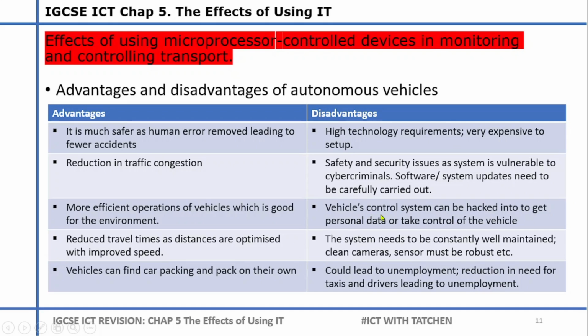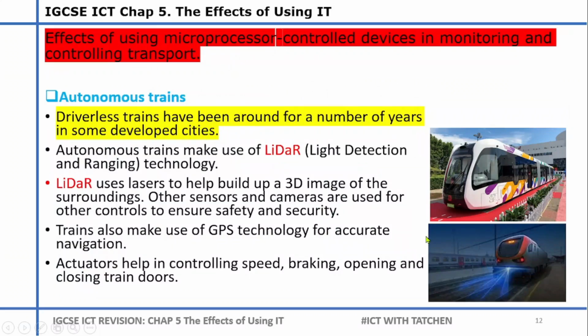And then we also have the vehicle's control system, which can be hacked into. They take personal information or they control the vehicle. That can happen, and it has happened in some cases. So those are also disadvantages we need to look at. And that's always the case for most technological advancement. You can look at the other ones while I move on to autonomous trains.